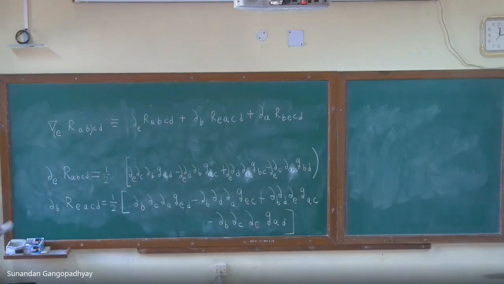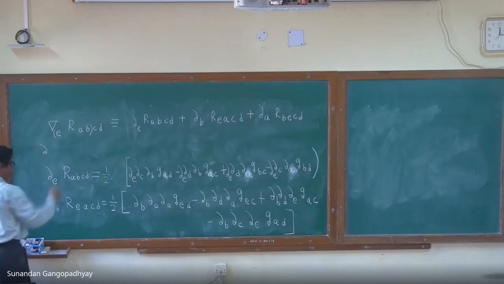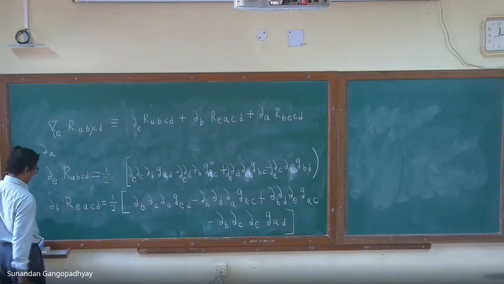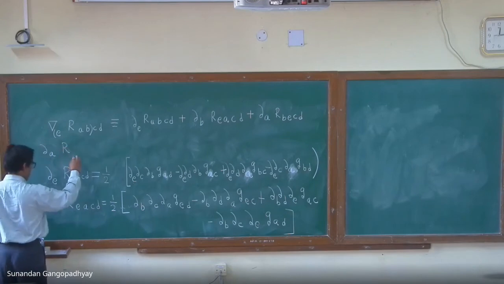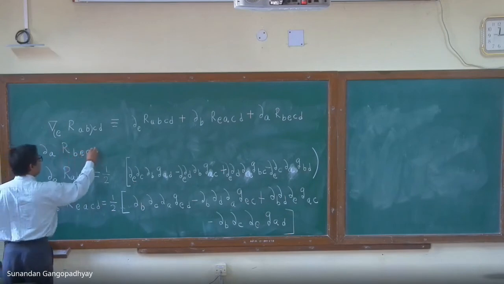So from here, you need to write down one more term. The other term is del_A R_EEE.